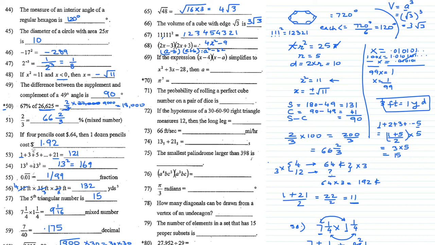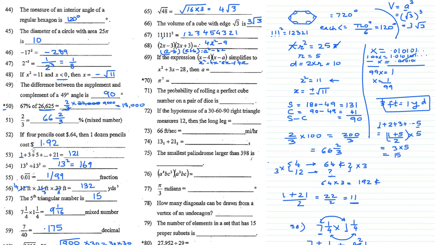Question 69. If the expression (x - 4)(x - a) simplifies to x² + 3x - 28, then a is equal to how much? So I know that when we multiply these two expressions, we get x times x is x², and then -4 times x is -4x, and then x times -a is -ax, and then -4 times -a is 4a.